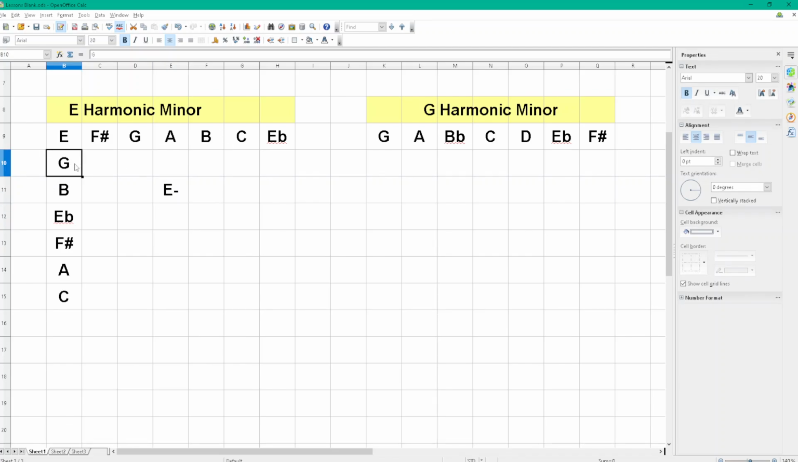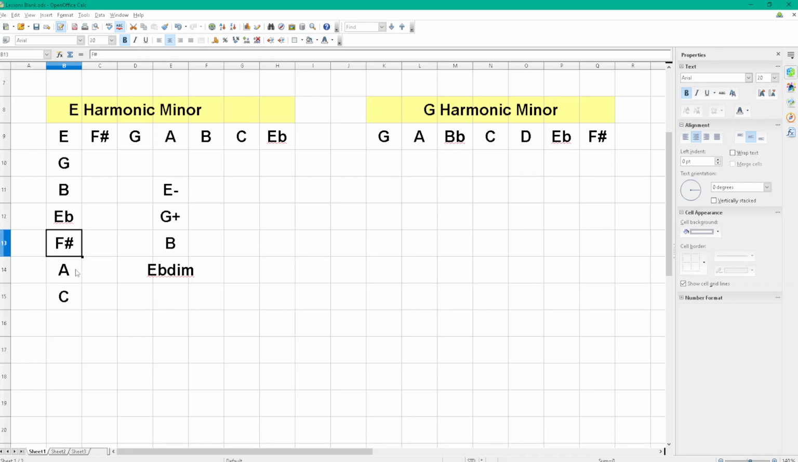If we look at G, B, E flat, now G, B, E flat is a G augmented triad. B, E flat, and F sharp is basically B major triad. E flat, F sharp, A is an E flat diminished. Because if you think of E flat as 1, F sharp becomes the flat 3, and A becomes the flat 5. And that's why it's a diminished.